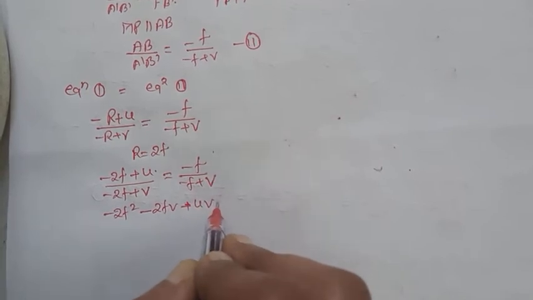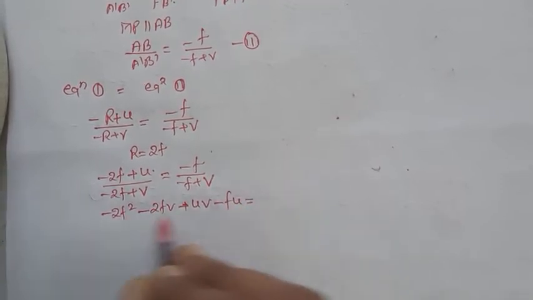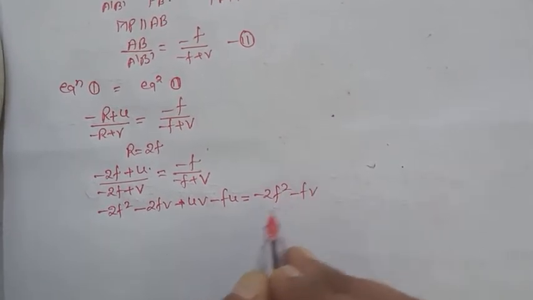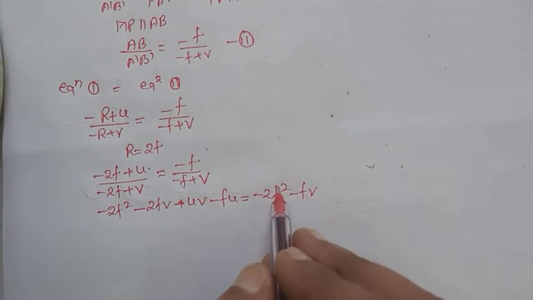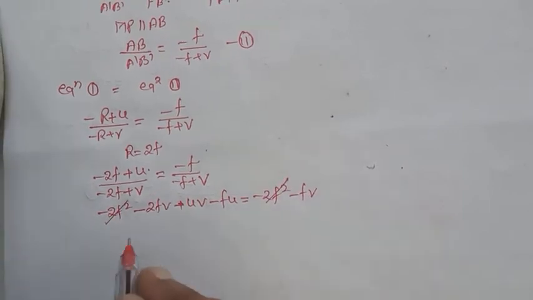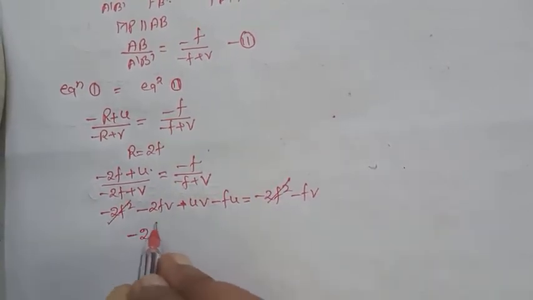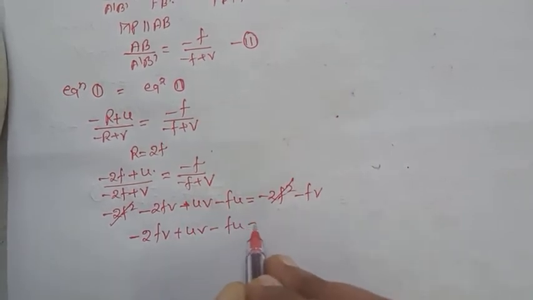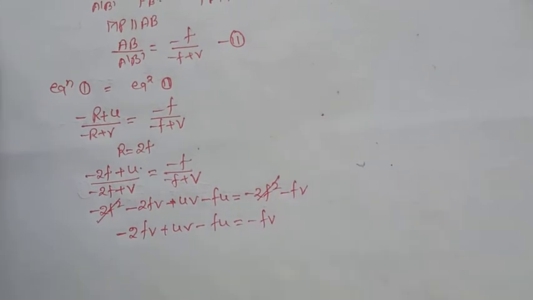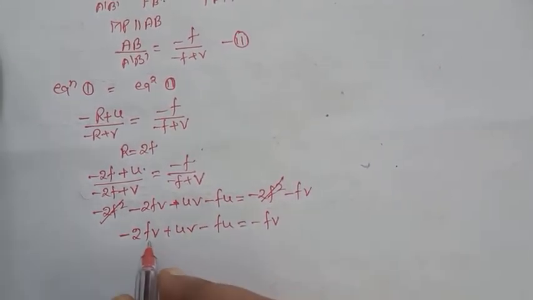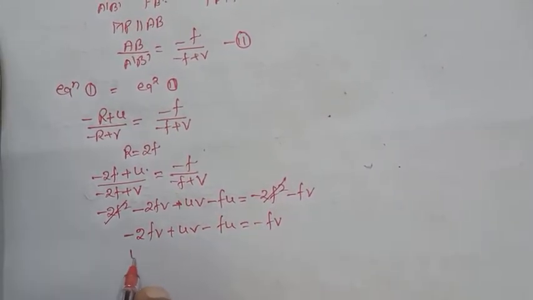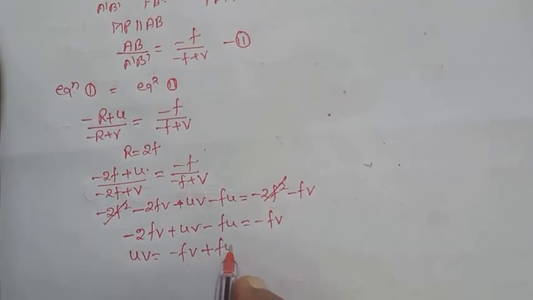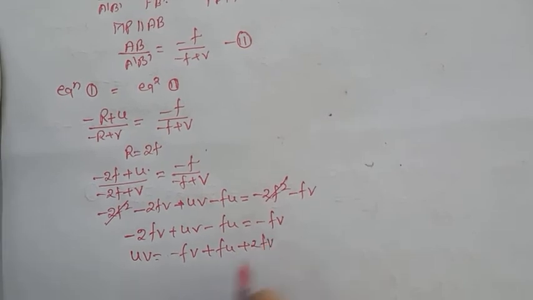UV minus FU is equivalent to -K 2F square minus KFV. It can be canceled out, and this one is canceled out, and next -K 2FV plus KUV minus KFU minus KFV. Transfer all the negative values, that is, UV equals minus KFV plus KFU plus K 2 times of FV.